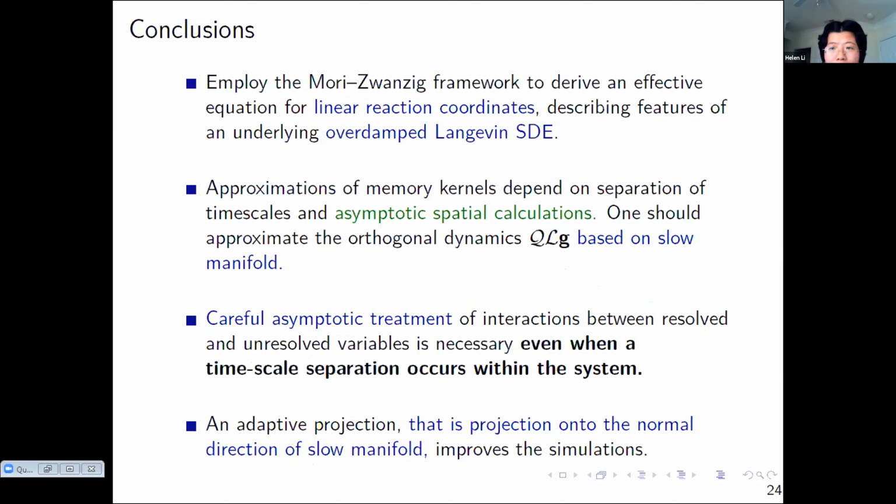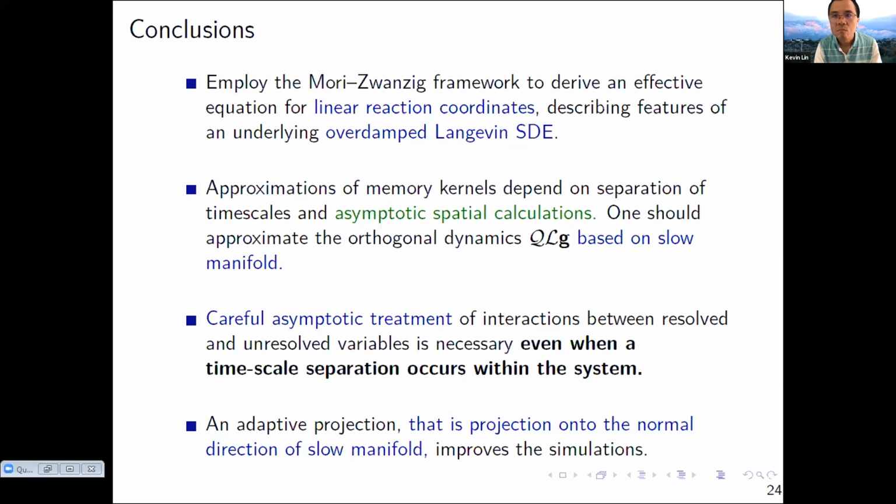Okay, so I may run out of time. Let me finally conclude my talk. So in this talk, we applied the Zwanzig framework for linear coarse-grained mapping to describe an underlying overdamped Langevin dynamic system. And this approximation of memory kernel depends on the time separation.